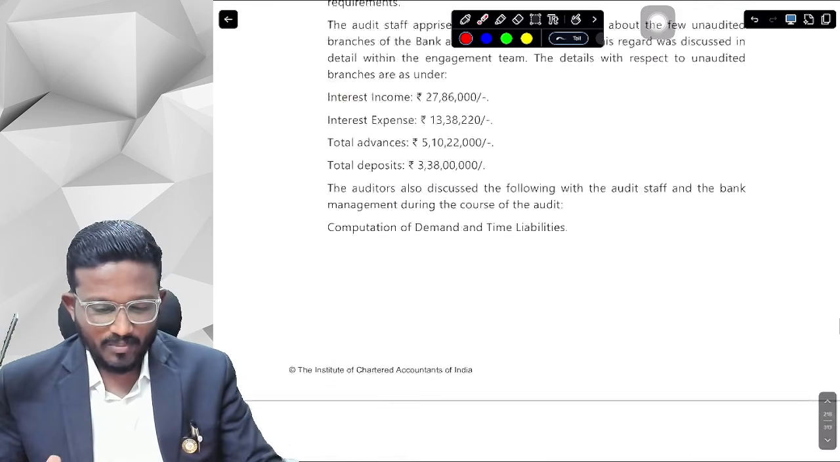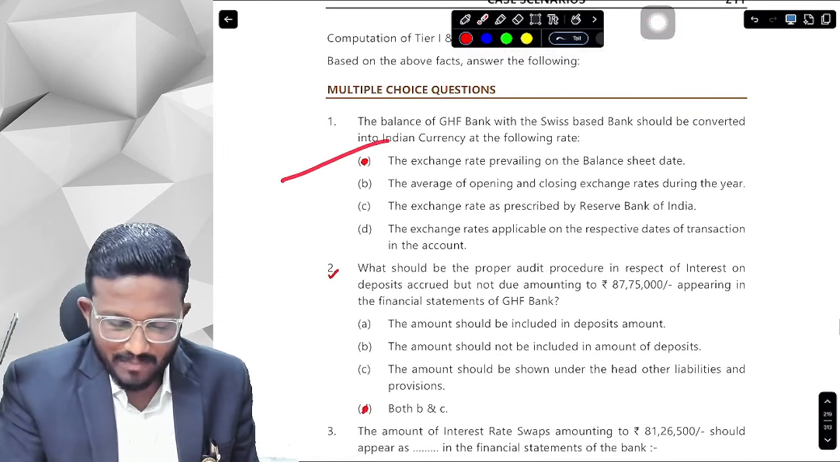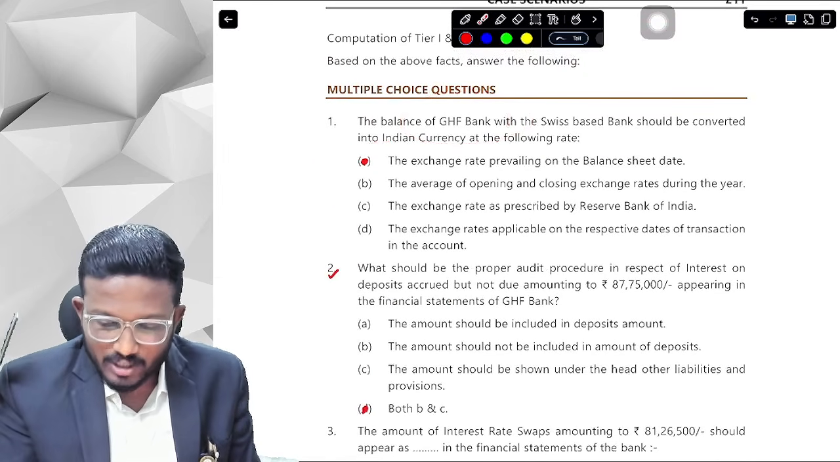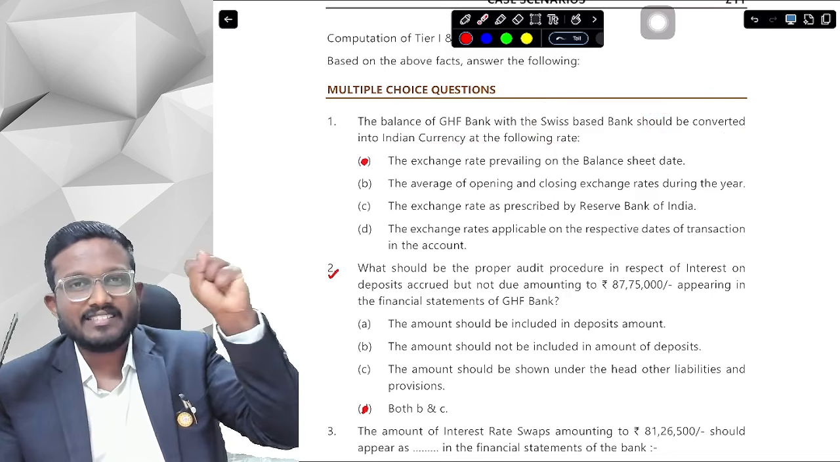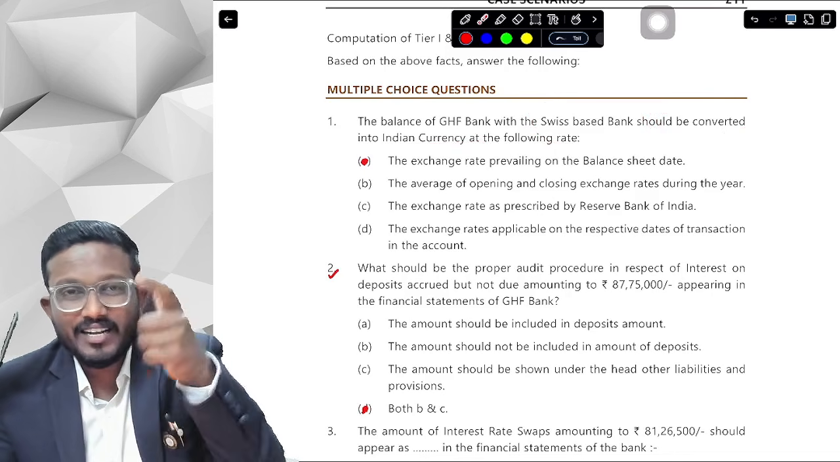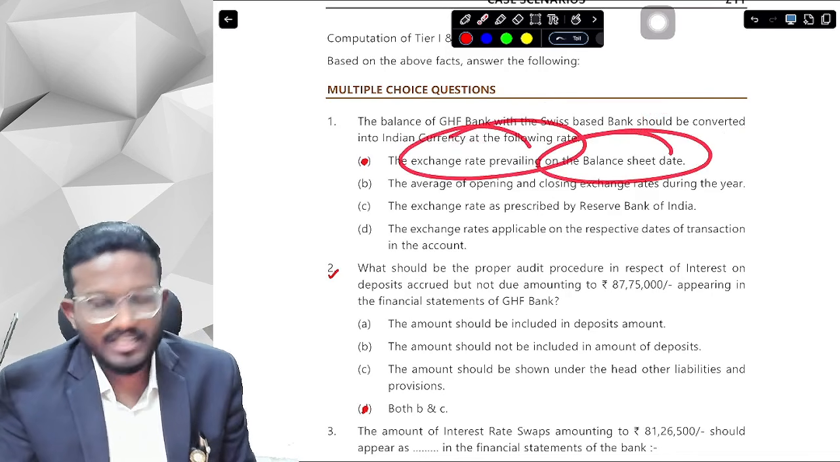Let's do case scenario number 41. What it says, sir, first of all, the balance of GHGF bank with the Swiss based bank should be converted into Indian currency. So the foreign currency should be converted into Indian currency at what exchange rate, sir? The exchange rate that is prevailing on the balance sheet date.